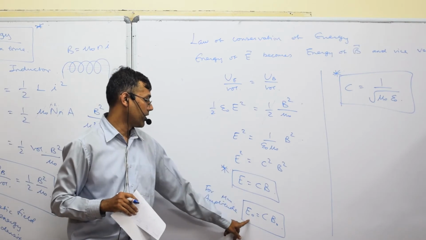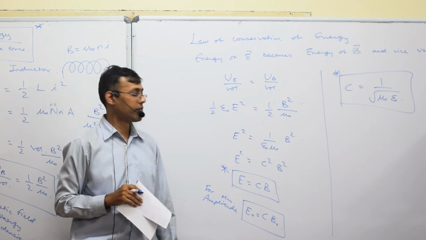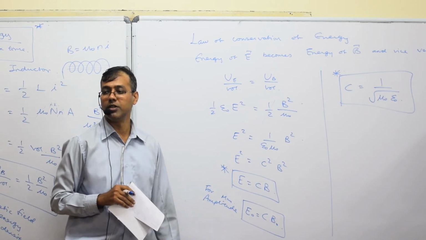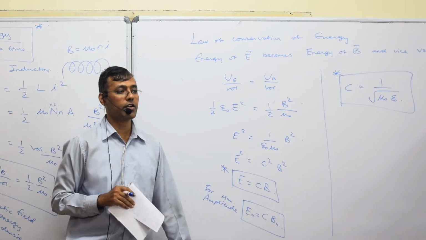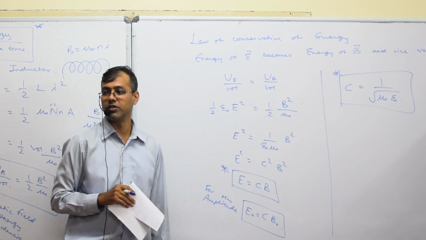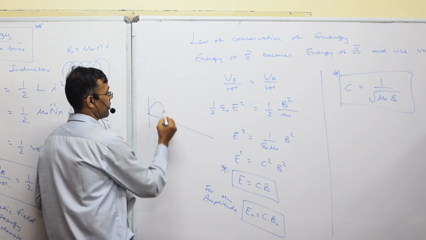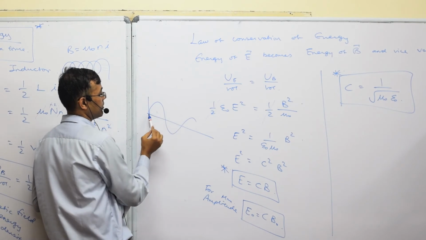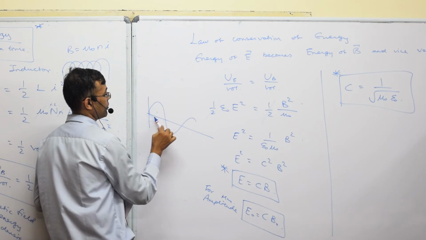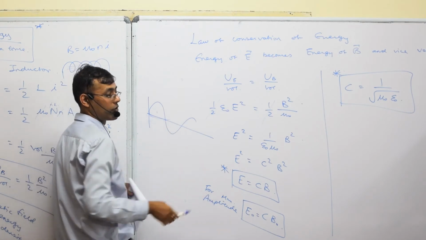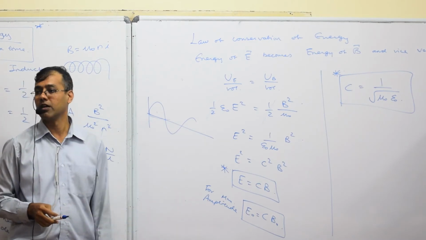What is the meaning of this? E naught is equal to C B naught. Amplitude of E is bigger or B is bigger? E is bigger by 3 into 10 power 8 times. So it's a huge difference. That means the diagram which we have been drawing is not to scale. If this is 5 centimeter, B is not going to be 5 centimeter, it's going to be very, very much smaller than that. So the B is going to be extremely small, like 3 into 10 power 8 times smaller. Just for understanding, we have been drawing it like that.